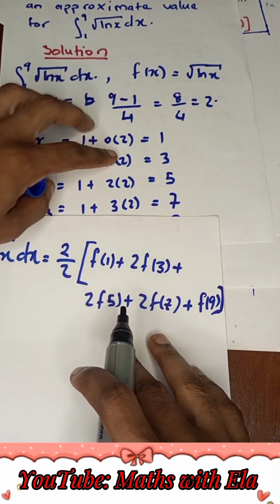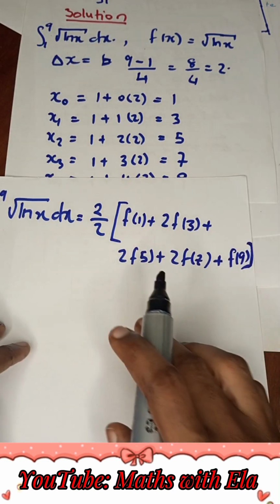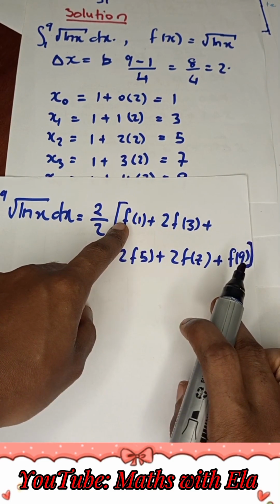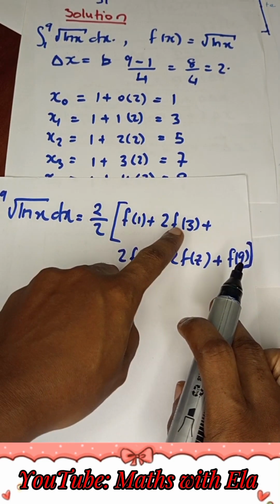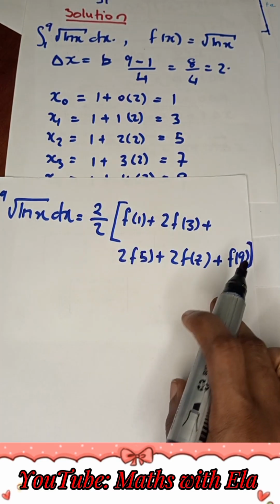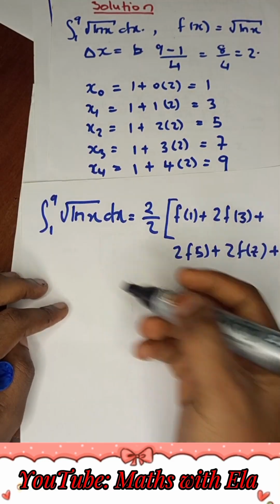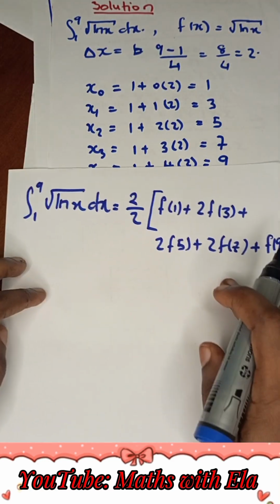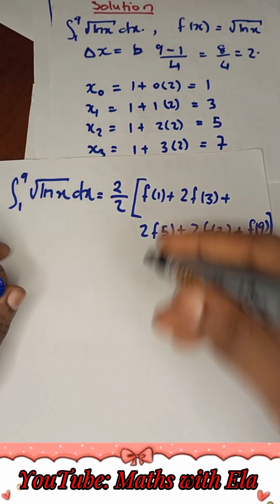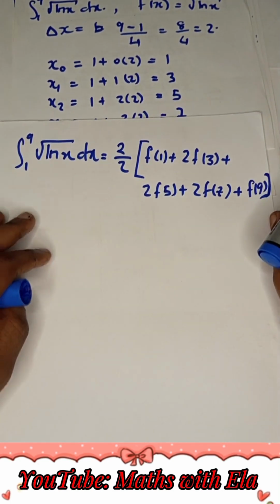So this is what we need. Take note, the first term and the last term do not have the factor 2. All the other terms in the middle have to be multiplied by 2. So we can go ahead to evaluate all of this. You can evaluate separately, or you can just plug in the function into the formula and then you're done. But I always like to do it step by step.